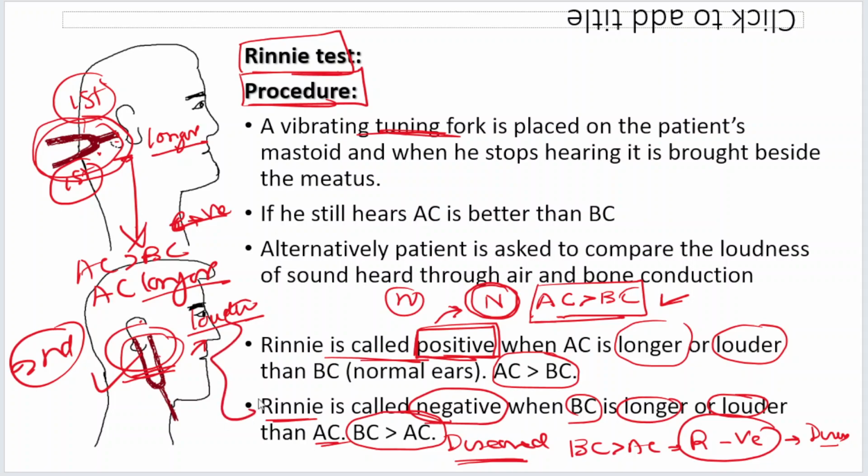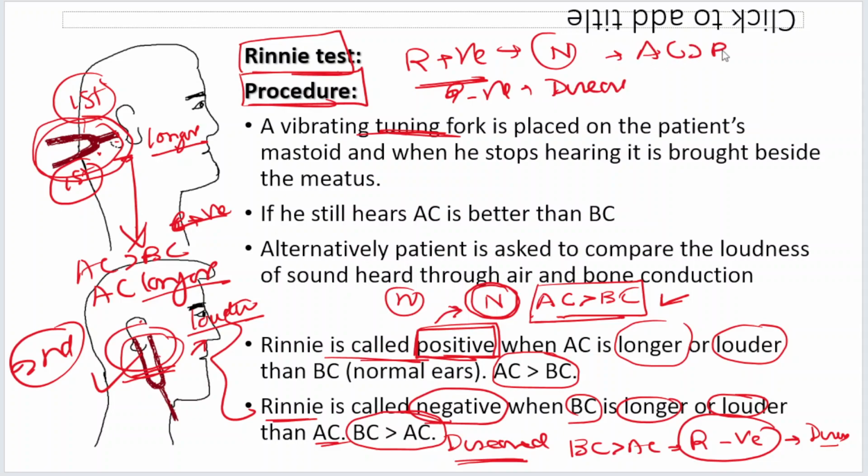So this also confuses a lot of people. So just keep on repeating or keep on talking to each other. You can explain to each other. Once in a while you can think, okay, Rinne positive means normal. Rinne negative means it is having disease. Okay. Rinne positive is normal. That happens to all of us easily. Air conduction is better than bone conduction. Disease means it is the opposite. Bone conduction is better than air conduction. Okay.